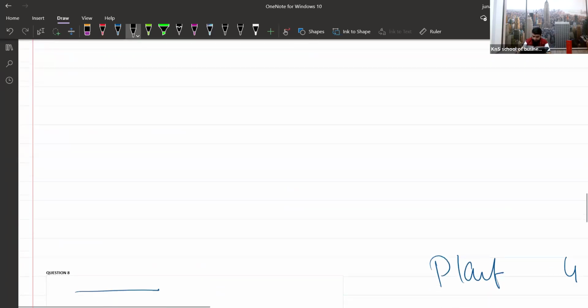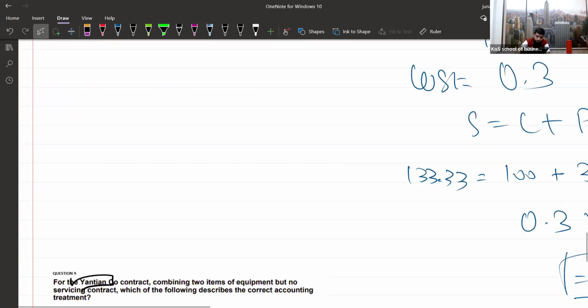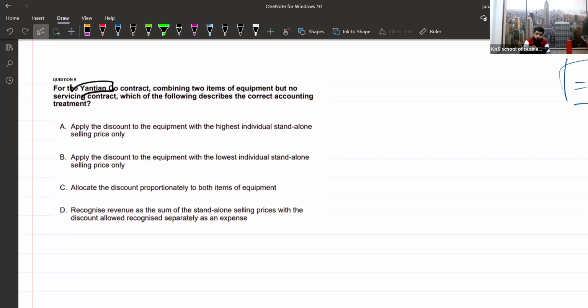Now let's see what the requirement is. For the Yantian company combining two items of the equipment but no servicing contract, which of the following describes the correct accounting treatment? It means now equipment 1 and 2 will be sold collectively. Apply the discount to the equipment with the highest value. It means the discount will be allocated to the highest value.